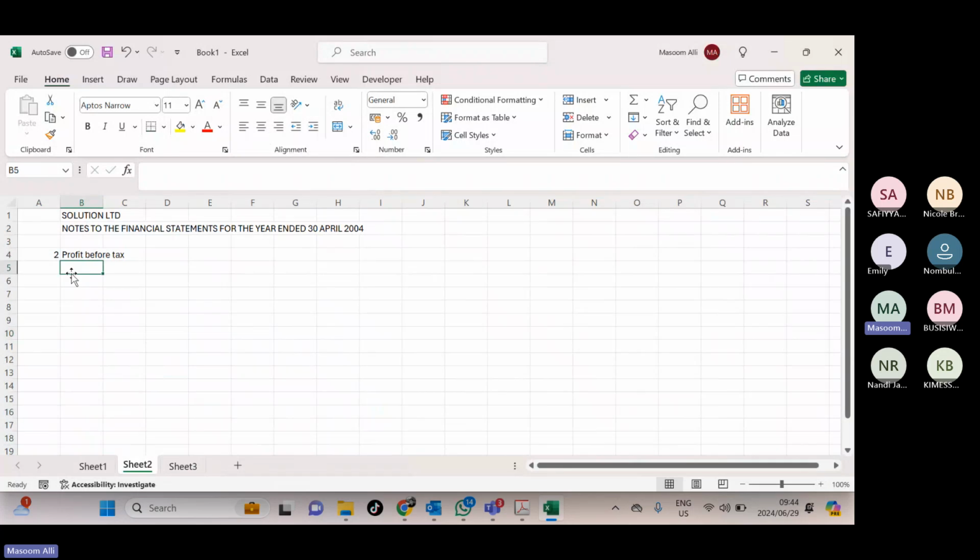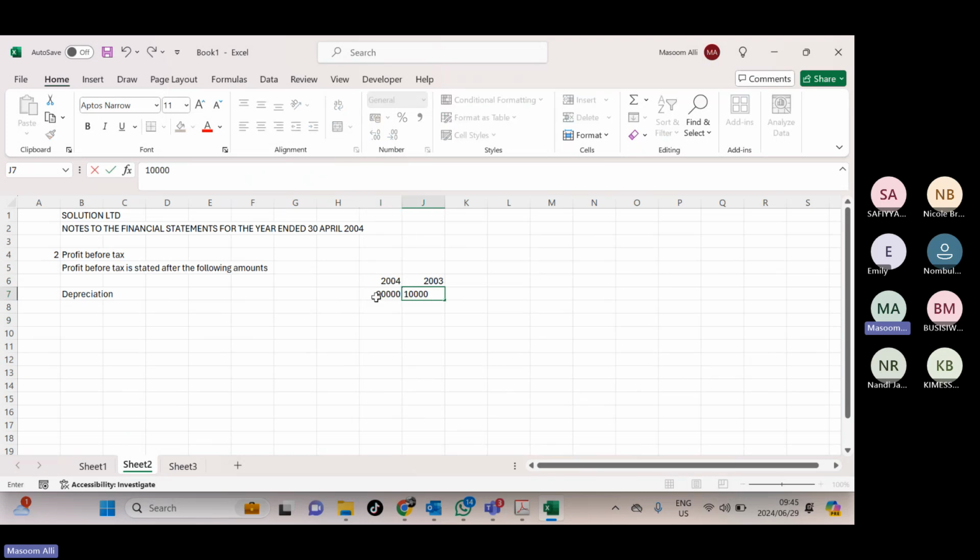So we'll say profit before tax is stated after the following amounts. And then we'd say, let's make this 2004, 2003. Start off with my depreciation. And what's my depreciation here? It's 90,000 Rand and 100,000, right? You get marks there already. Was there anything else in my profit before tax? It was just the credit losses.